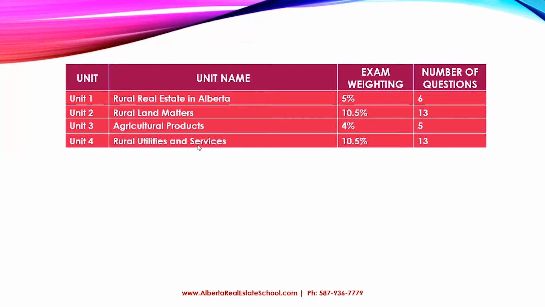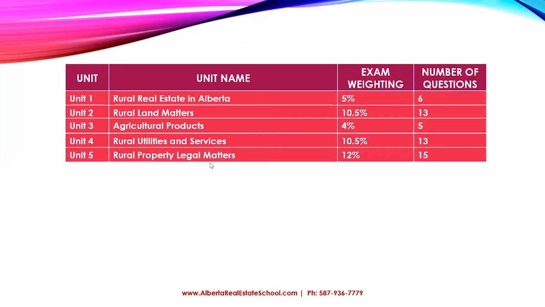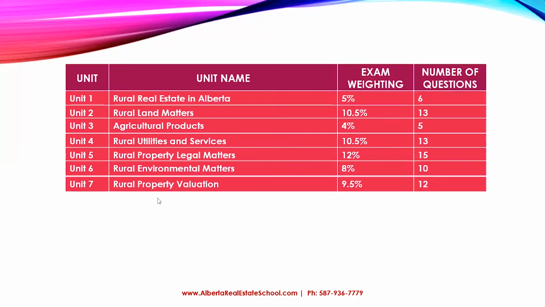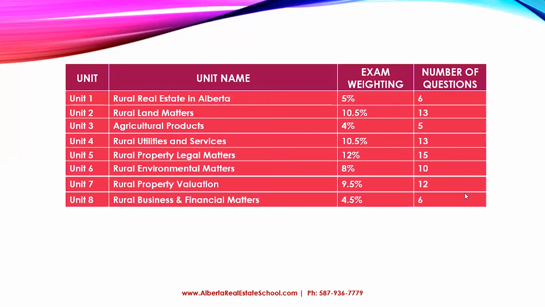Unit 4 is Rural Utilities and Services. Again, this is worth 10.5% of the mark, which means you can expect around 13 questions from Unit 4. Unit 5 is Rural Property Legal Matters. This is worth 12% of the mark, which means you can expect around 15 questions from Unit 5. Unit 6 is Rural Environmental Matters. This is worth 8%, so we're looking at around 10 questions from Unit 6. Unit 7 is Rural Property Valuation and worth 9.5%, which means 12 questions from Unit 7.